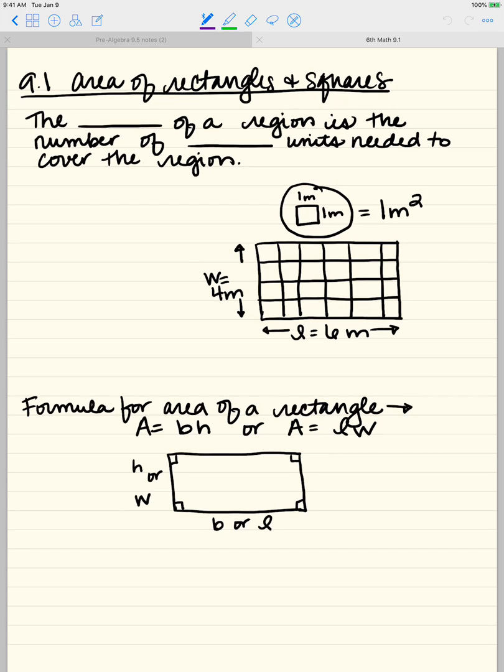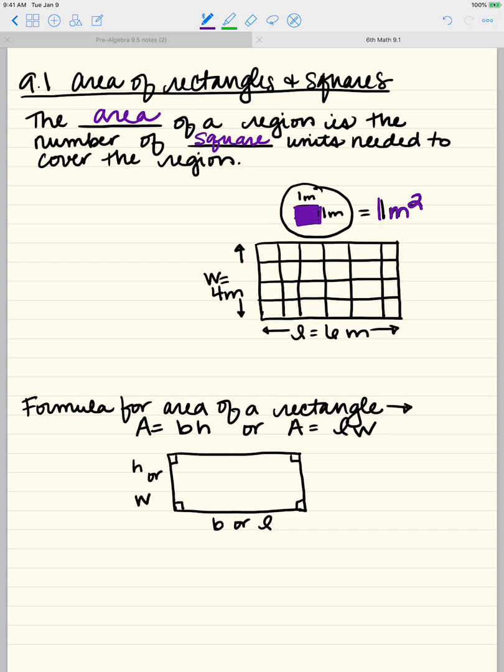9.1 area of rectangles and squares. The area, this is where you fill in the blank in your notes. Okay, the area of a region is the number of square units needed to cover the region. Right here, we have a square. It is 1 meter by 1 meter. I'm just going to fill it in so it's easier to see. 1 meter by 1 meter. This is evidence of 1 square meter or 1 meter squared.